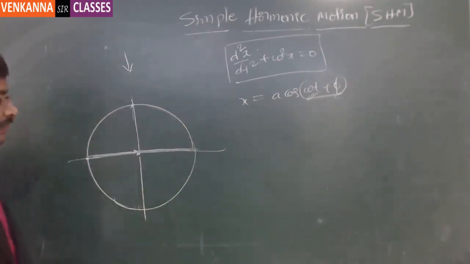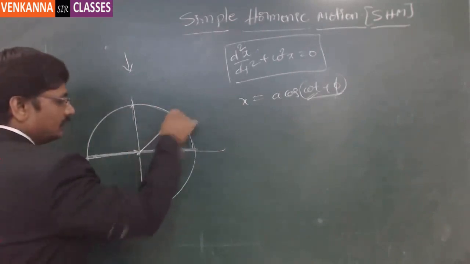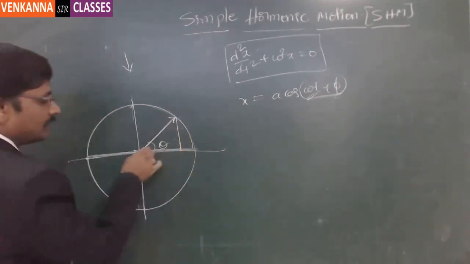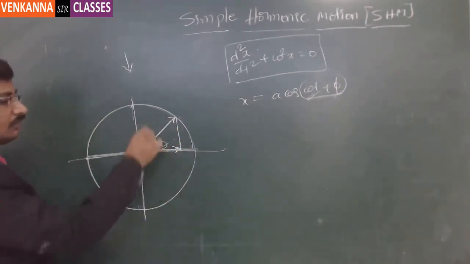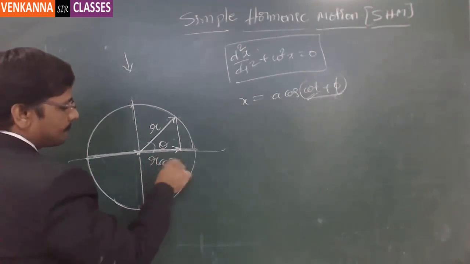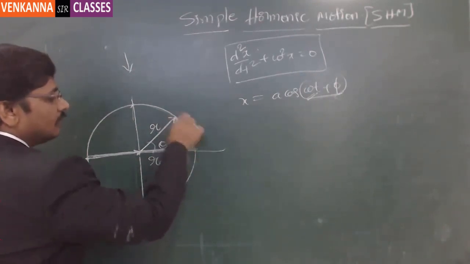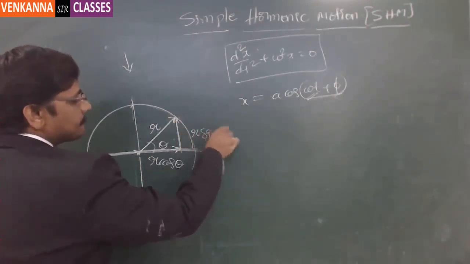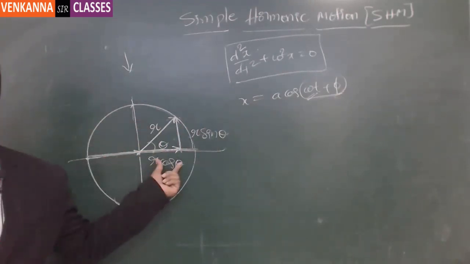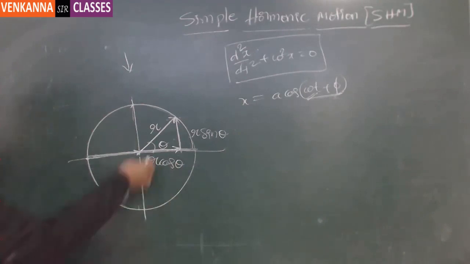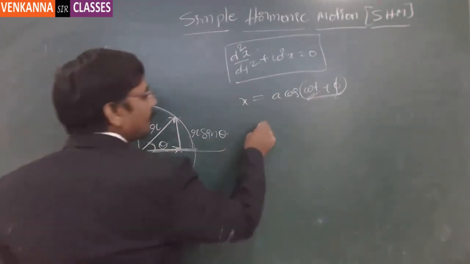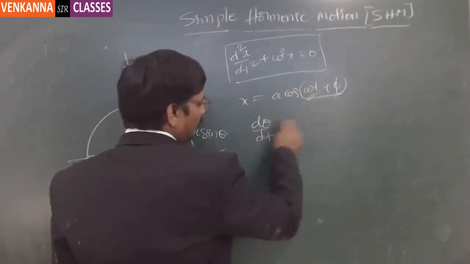Now at any instant, suppose you take this angle as theta, then the position from the initial location is, let us say this is r, and this value is r cos theta, and the vertical position is always r sin theta. This r cos theta is the horizontal position at any instant. Now let us say this is moving with an angular velocity of omega, then d theta by dt equals omega.